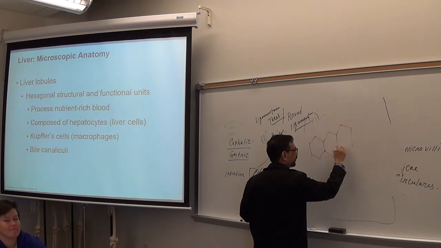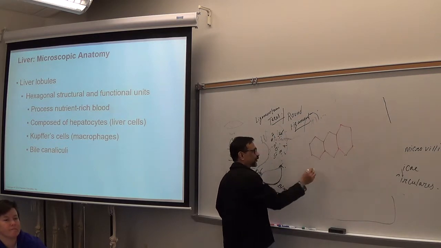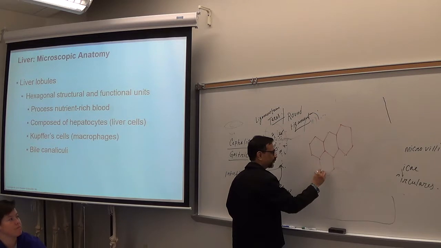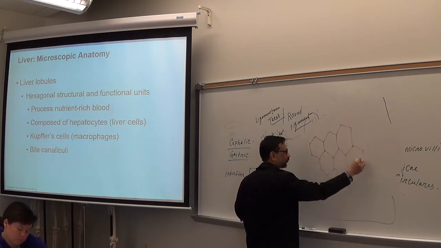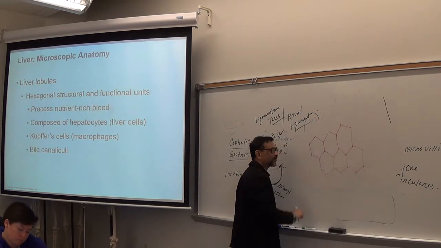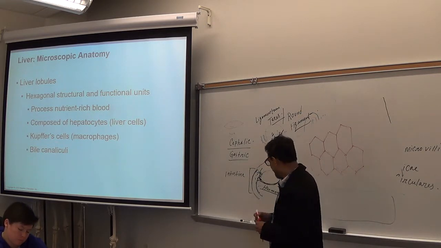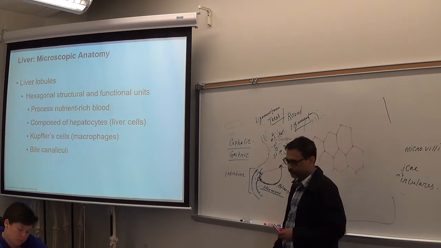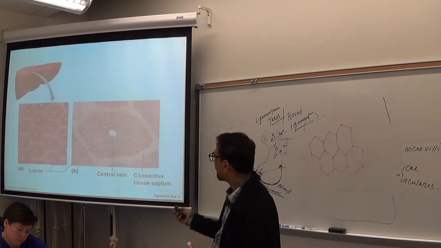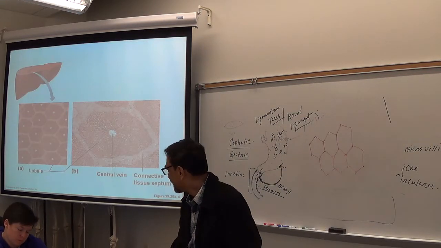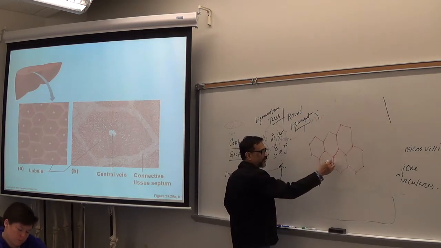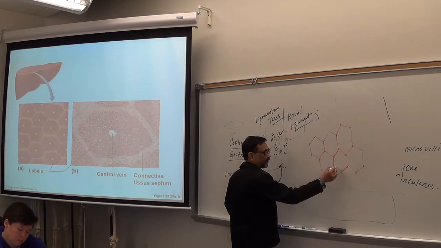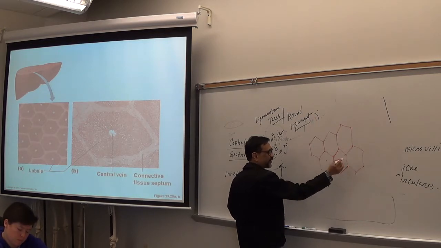In liver tissue, if you see under the microscope, you'll see this. And each hexagonal unit is the lobule. So this is one lobule, this is another, right?